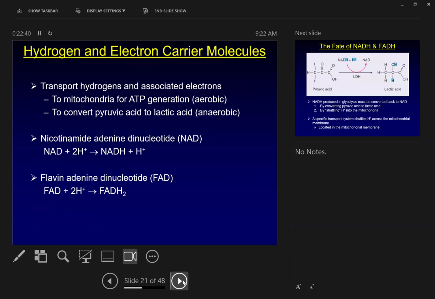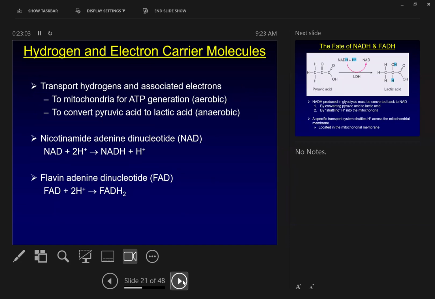Okay. I have a slide talking about NAD and FAD, which are these electron carriers that are really important in metabolism. Their goal is to transport the electrons and then the hydrogen molecule or the proton that follows it, right, into the mitochondria, or to donate them back and allow us to convert.